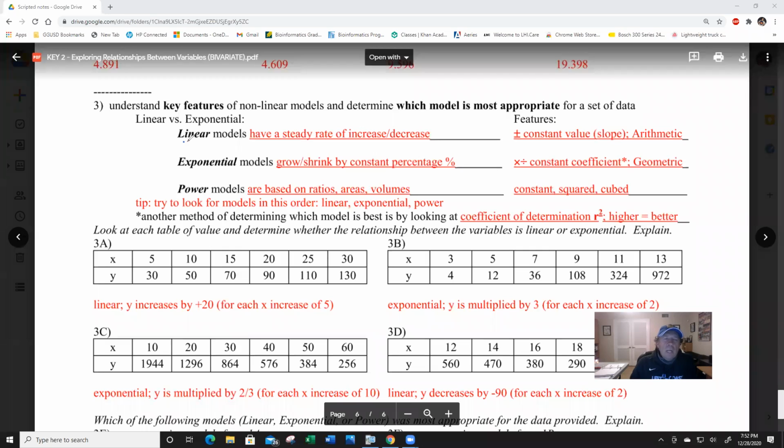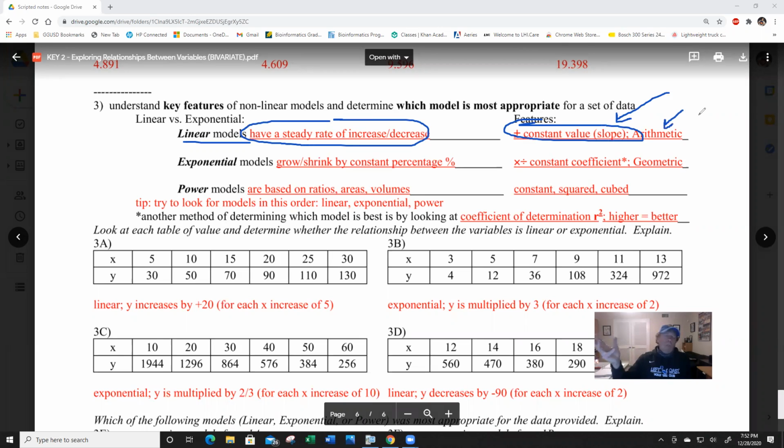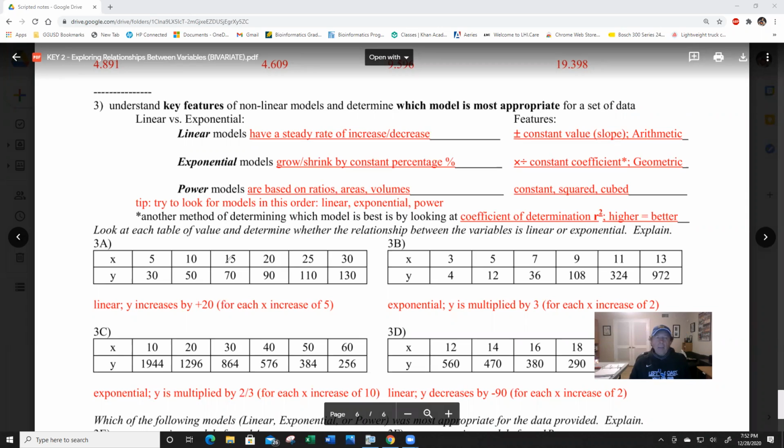If you remember, a linear model has a steady rate of increase. So you're adding a constant value. It's a slope idea and it's arithmetic. If you recall that from probably algebra 1 actually, slope is that constant rate of change, which is just adding a number each time. Exponential growth has to do with multiplying or dividing by a constant coefficient. And that's often called a geometric series, if you recall that.